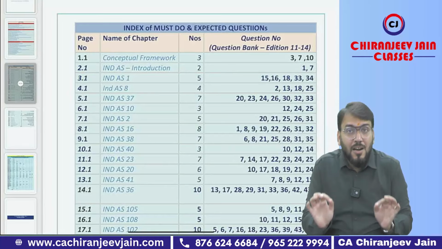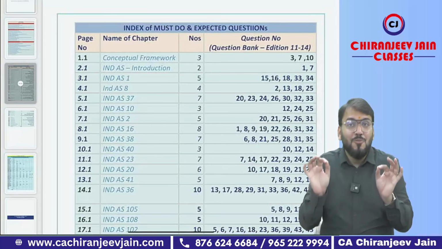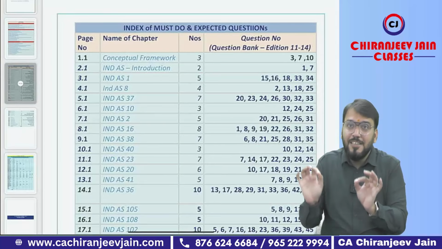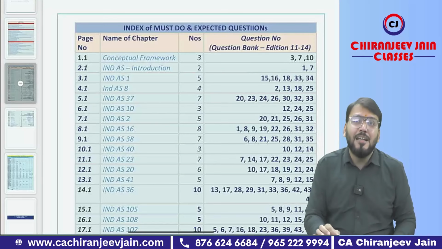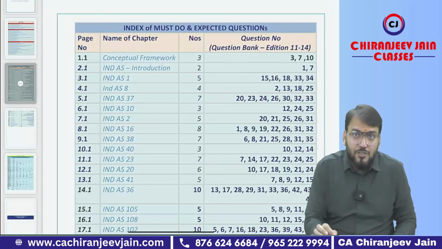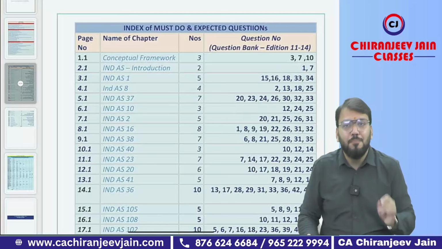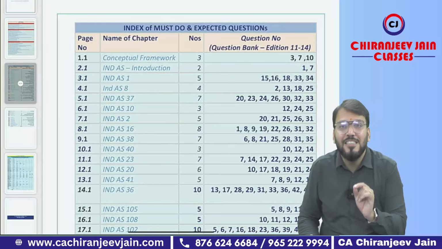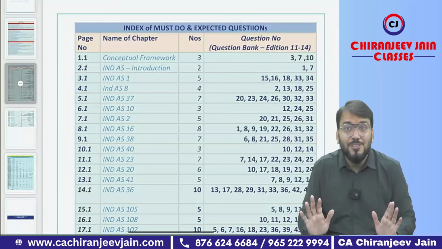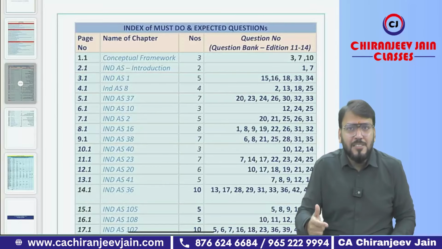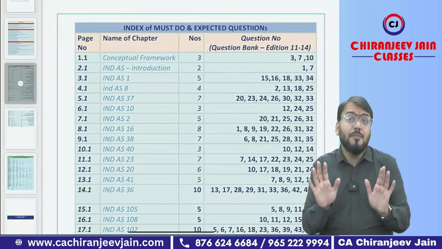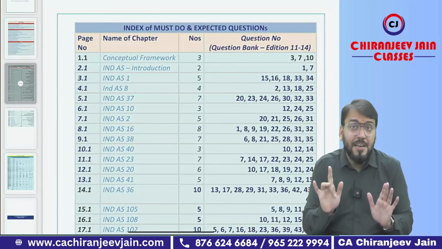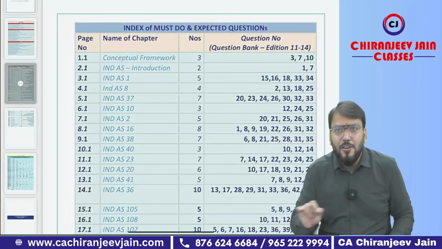Okay, sir. So what I just want to inform you from this must-do expected question point of view is that these are the questions which need to be done in your revision. Must do. If you do this many questions, believe me, you can easily score more than 60 plus. But sir, is it possible to revise all questions by writing? That might trigger you, because 240 questions, can you solve by writing?